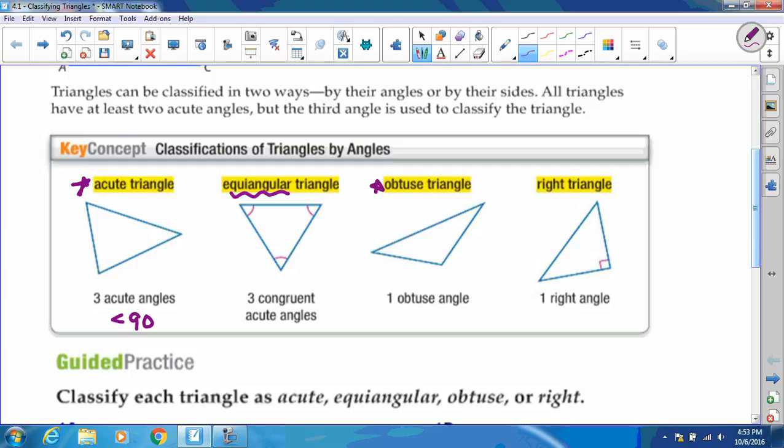An obtuse triangle would mean that 1 angle is obtuse, and so that means that that 1 angle is more than 90. If you have an angle more than 90, that's an obtuse triangle. And then lastly, your right triangle would be when you have 1 right angle. And remember, you have to know it's a right angle, so it's labeled in the picture, or they tell you 2 sides are perpendicular.